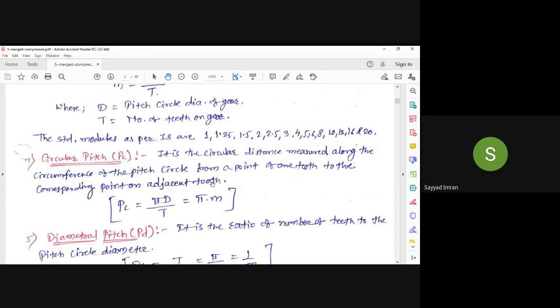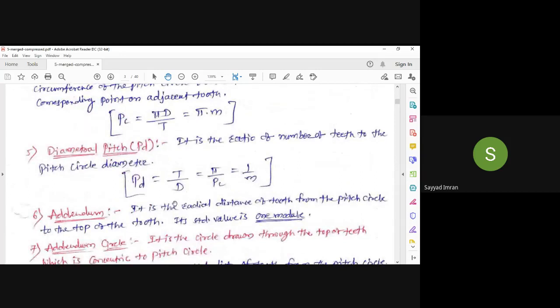So circular pitch is equal to pi D upon T. Pc is equal to pi D upon T. But what is D by T? We know D by T is the module. So Pc equal to pi into m. Okay, understood?